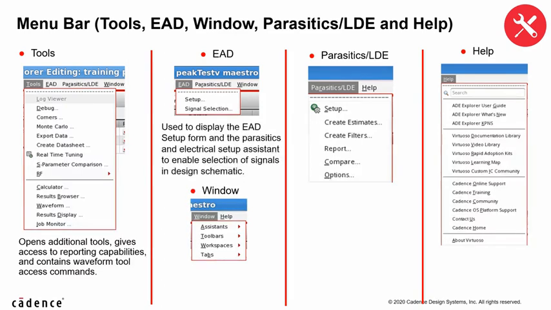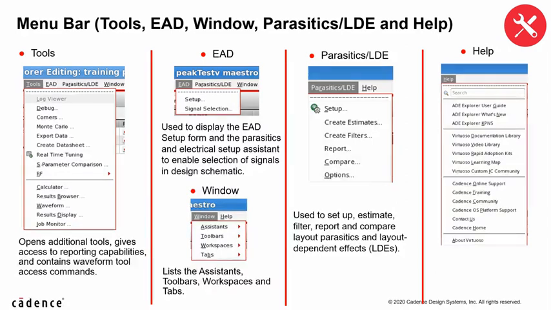The EAD menu is used to display the EAD setup form and the parasitics and electrical setup assistant to enable selection of signals in the design schematic. The window menu lists the assistants, windows, toolbars, and tabs. The parasitics or LDE menu lets you set up, estimate, filter, report, and compare layout parasitics and layout dependent effects as part of what we call the parasitic aware design flow. You can use the help menu to access user guides, media libraries, and also the online community. There is a direct link also available to Cadence online support.